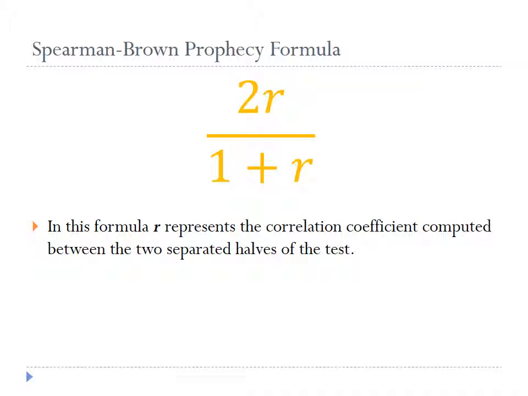Once we compute a reliability coefficient, we can then plug it into the Spearman-Brown prophecy formula. The formula reads to take 2 times the reliability coefficient we compute and then divide it by 1 plus that same reliability coefficient value.